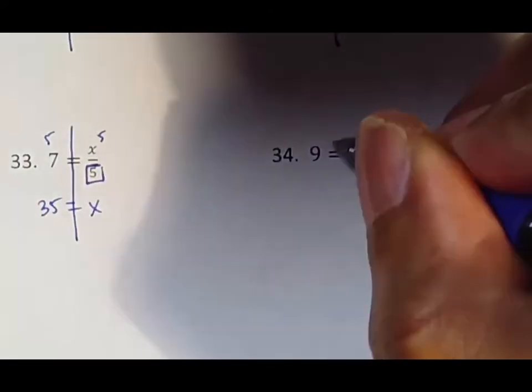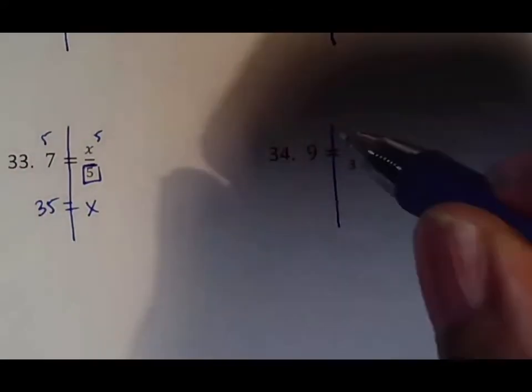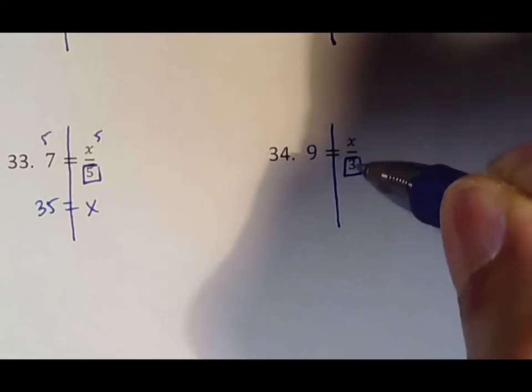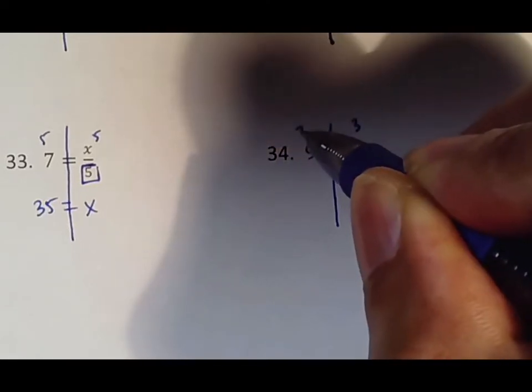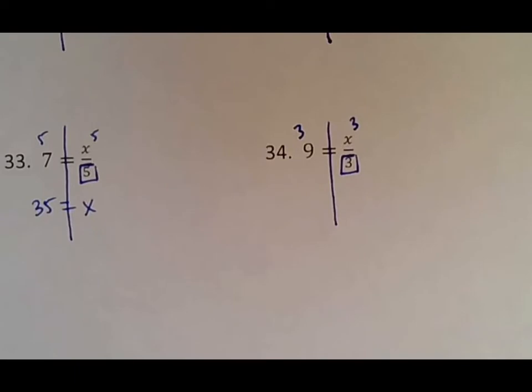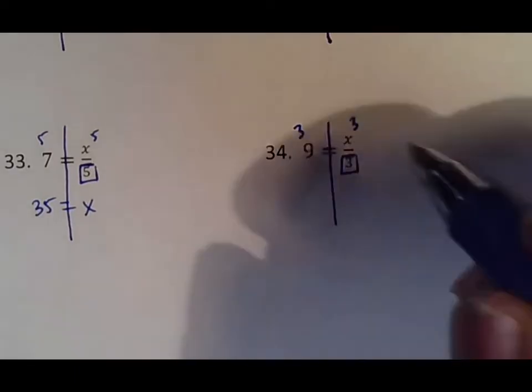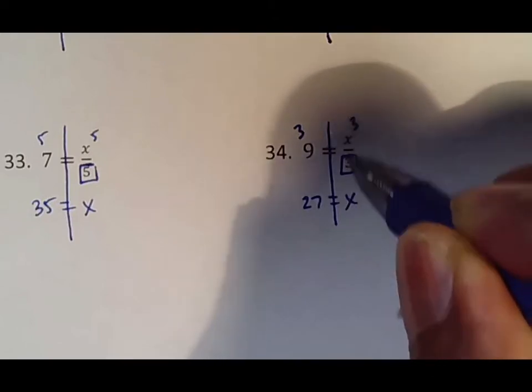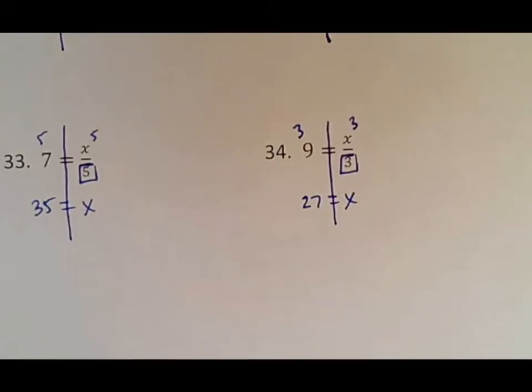Same thing on 34. X is on the right, 3 is with it. This literally says x divided by 3, so the way we get rid of that 3 is by multiplying by 3. Once you practice it enough, it's the easiest thing ever. 3 times 9 is 27. Equals comes down. Those 3's are there to go away, so x comes down.